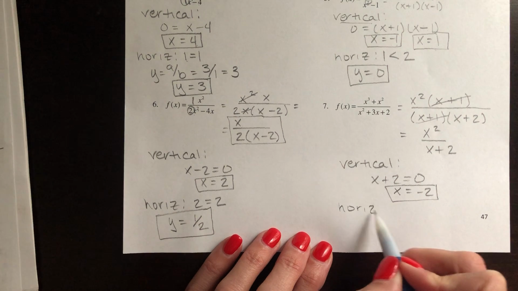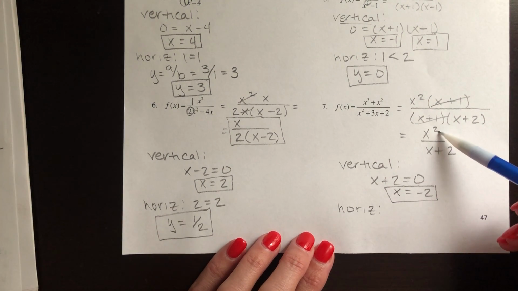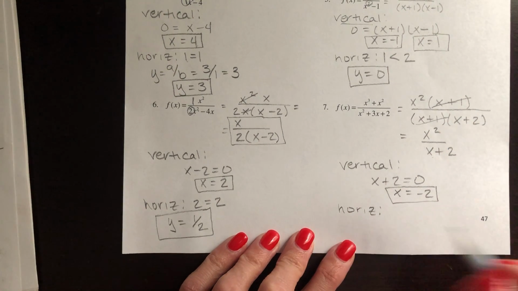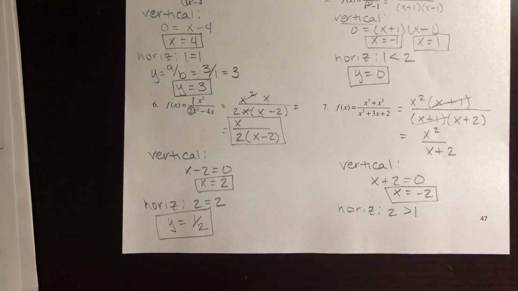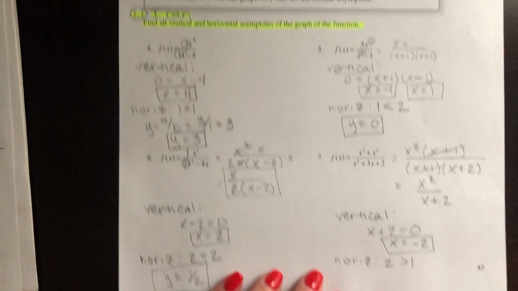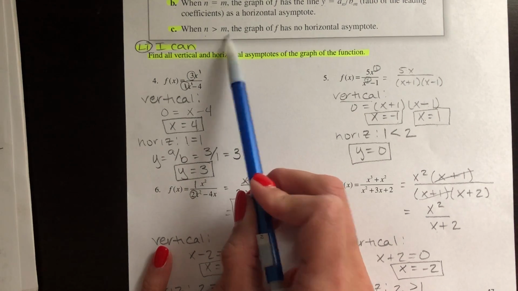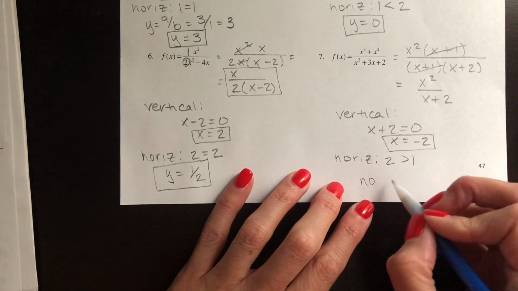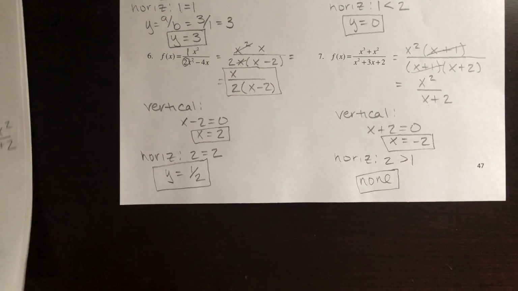And then lastly, horizontal. I have 2 is greater than 1, or 3 is greater than 2 if you want to start with the original. Either case, the top is bigger than the bottom. And we see that this one, according to our success criteria, when n is greater than m, we have no horizontal asymptotes. So none for this one. Okay, so that's vertical and horizontal.